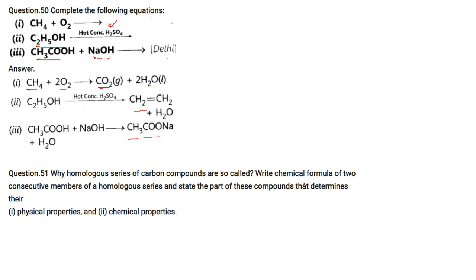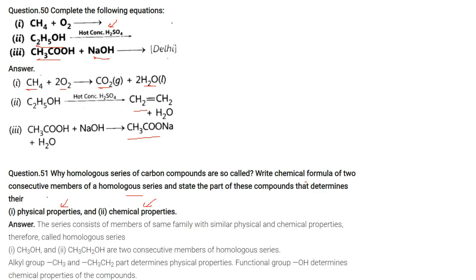Why are homologous series of carbon compounds so called? Write chemical formulas of two consecutive members of a homologous series and state the part of these compounds that determines their physical properties and chemical properties. So the series consists of members of the same family. They have similar physical and chemical properties. Therefore, they are known as homologous series. Homo means same.